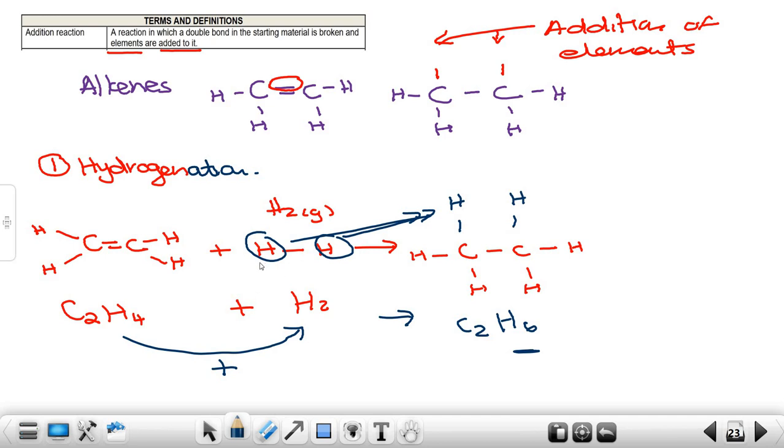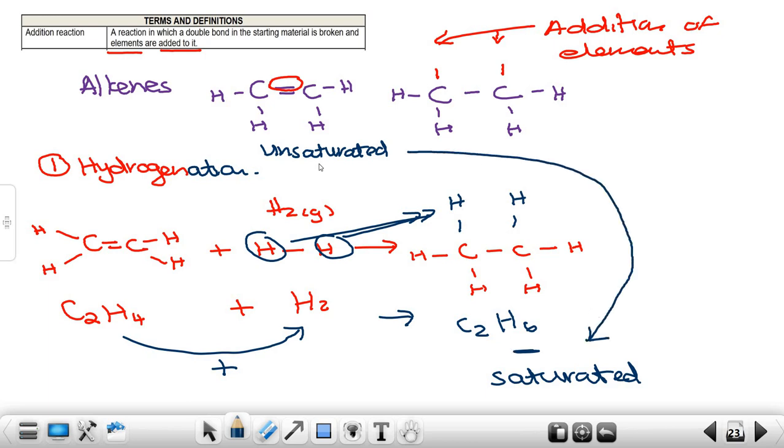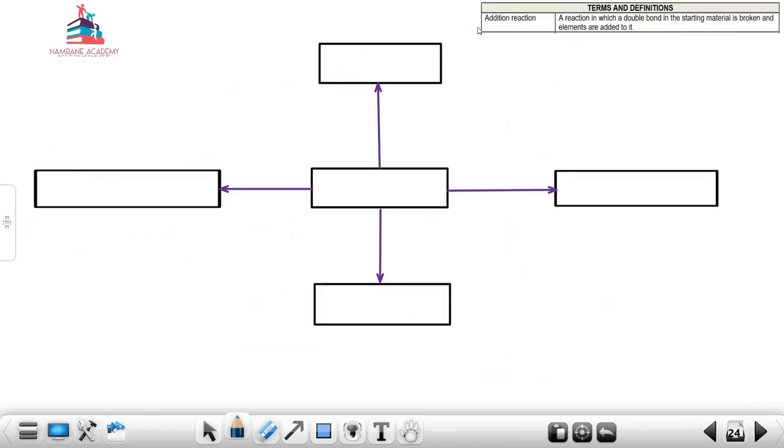Okay? So this is just a basic starting example of how we add in everything to an alkene because an alkene is unsaturated. Unsaturated means there's a presence of a double bond which can be broken up, and then this alkane is saturated. So addition reaction will be the cause of going from unsaturated to saturated. Now remember, I'm revising again, addition reaction, a reaction in which a double bond in the starting material is broken and elements are added to it.